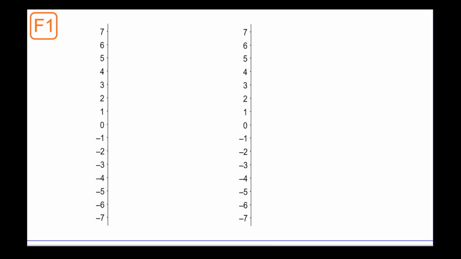Let's start straight away with some subtraction. Let's look at 5 take away 2. That means start at 5 on the number line, go down 2, and we get to 3. 5 take away 2 equals 3.